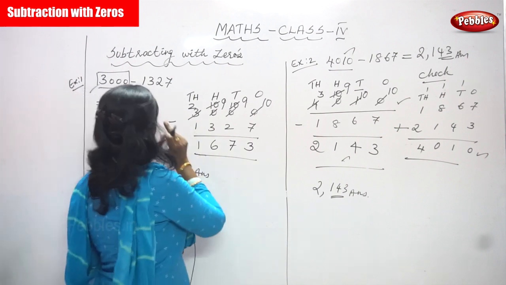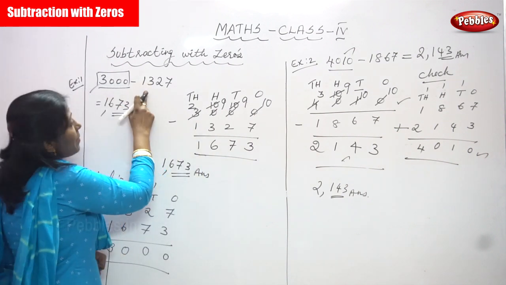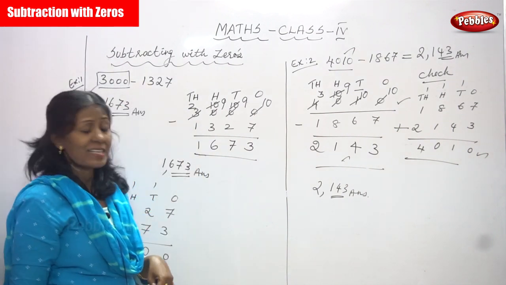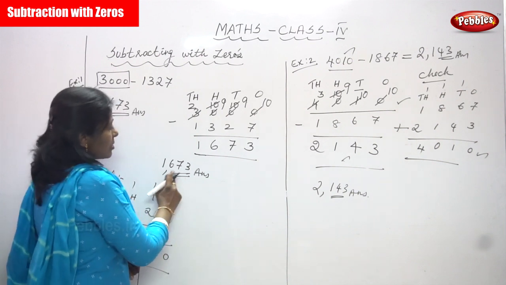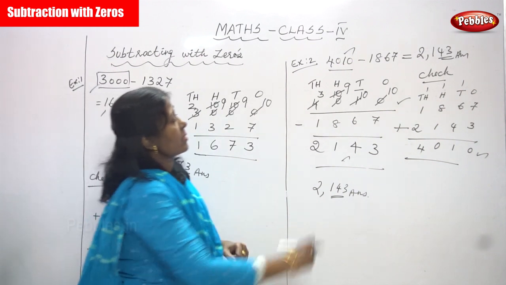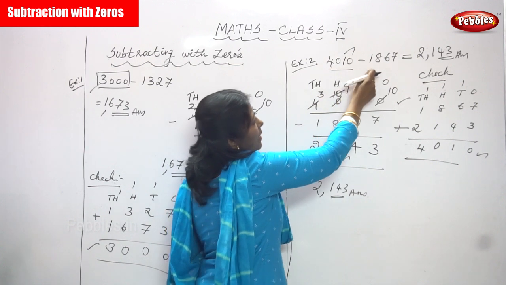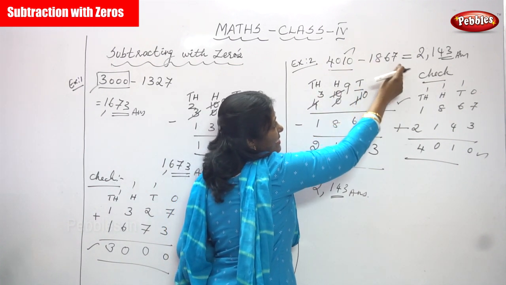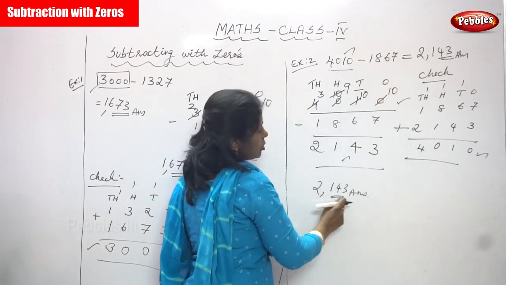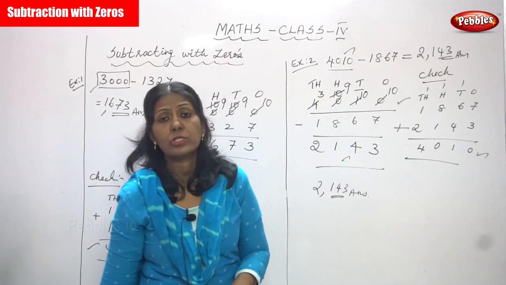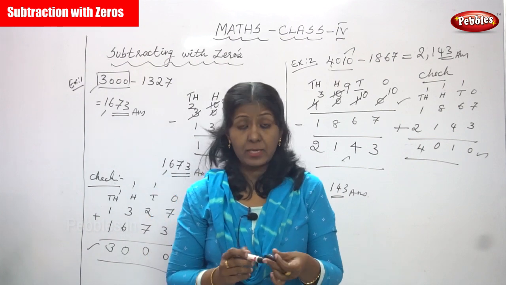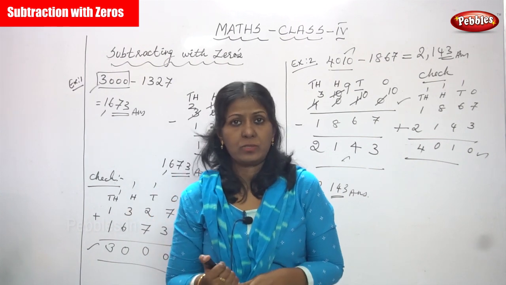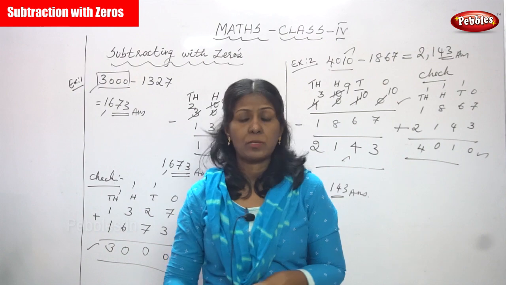So the first question, 3000 minus 1327, the answer is 1673. And the second question, 4010 minus 1867, the answer is 2143. This answer also is correct. So both answers are correct. This is borrowing subtraction and also subtracting with zeros. Both are similar.